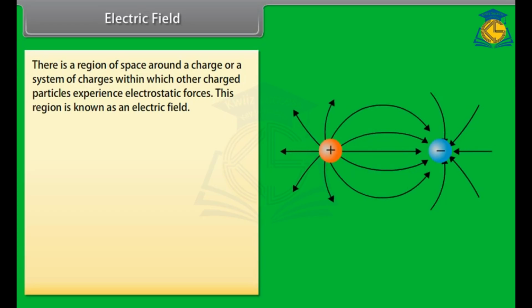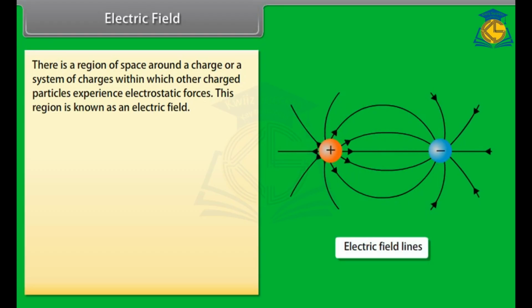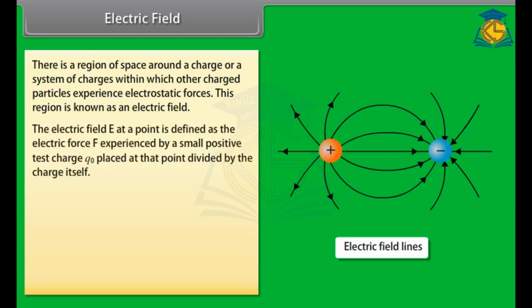Electric field. There is a region of space around a charge or a system of charges within which other charged particles experience electrostatic forces. This region is known as an electric field. The electric field E at a point is defined as the electric force F experienced by a small positive test charge Q0 placed at that point, divided by the charge itself. E = F / Q0.